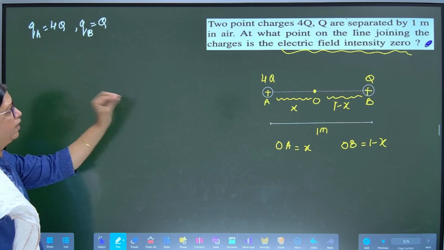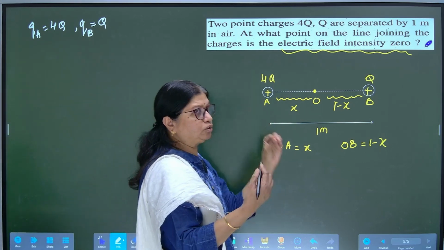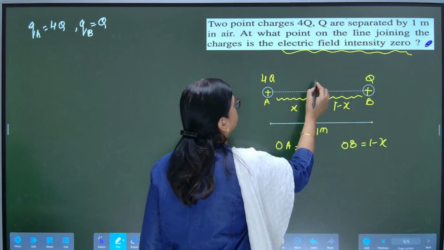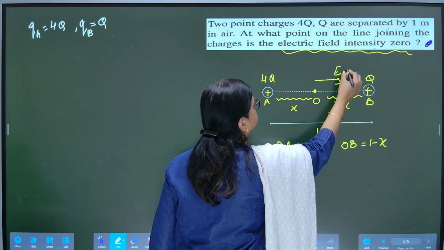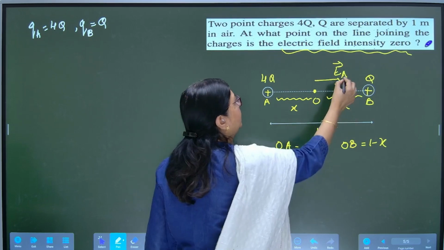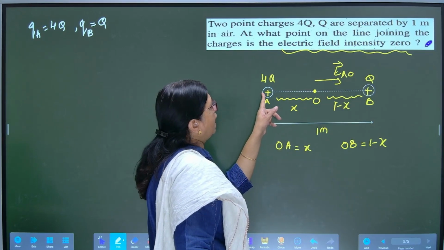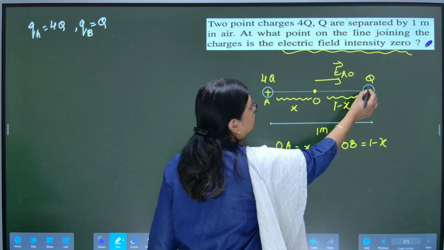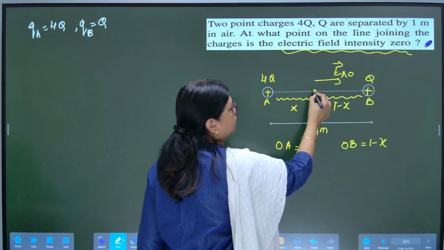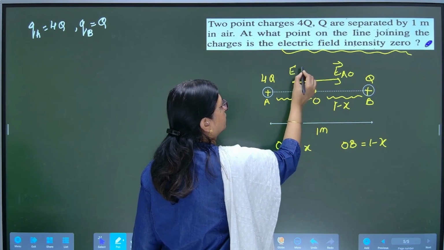Okay. So now what should I do? I should find out the electric field direction at this point. I know it, but I should do it. So what should I write here? EA, I can write it EAO also. Correct? So from the positive charge to the point, outwards. Here also from the positive charge to the point, outwards. So EBO.